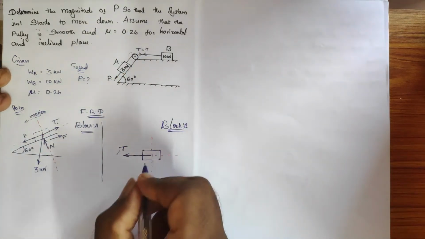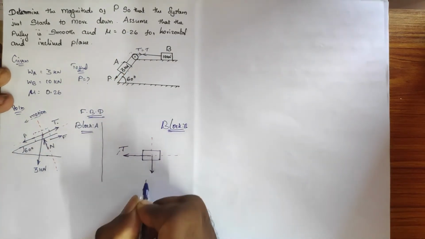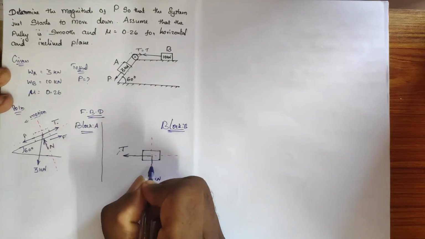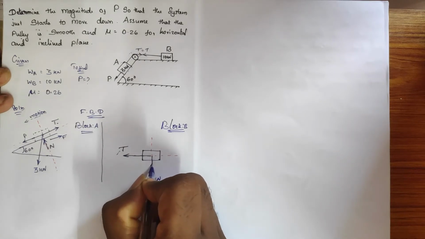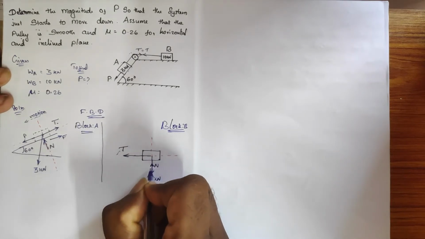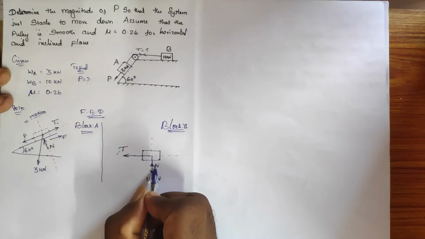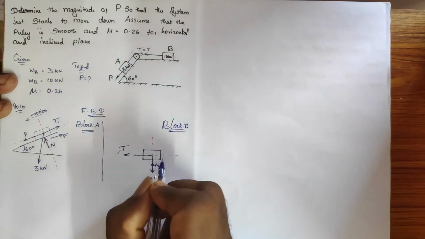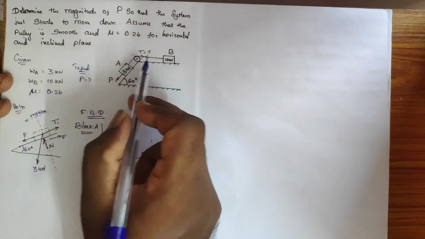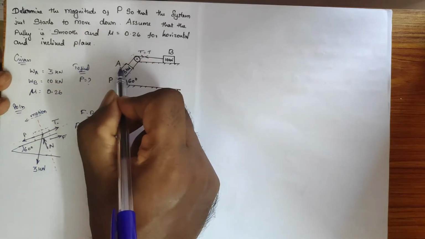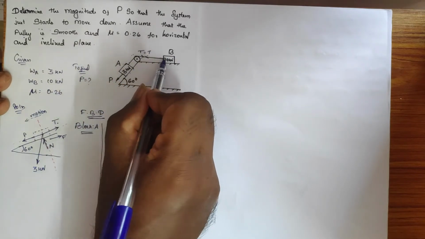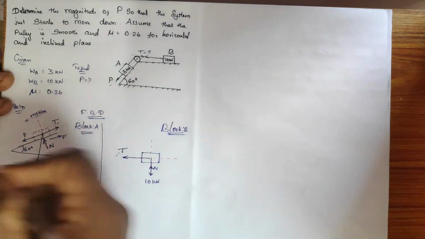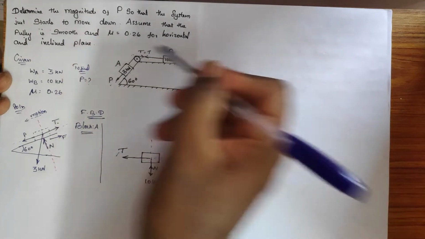Then the self weight will be acting, that is 10 kilonewton. Then any other force, yes, the normal reaction will be there, moving inward, so I have taken the normal reaction here. And then the friction force will be there, which is the important part. The blocks A and B are tied by rope, so if A moves downwards, B moves to the left side.